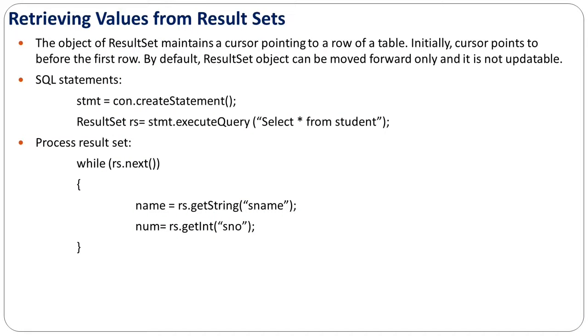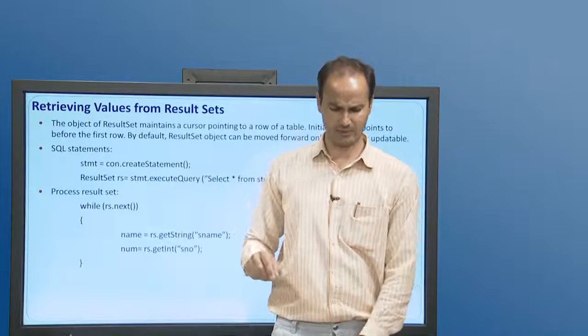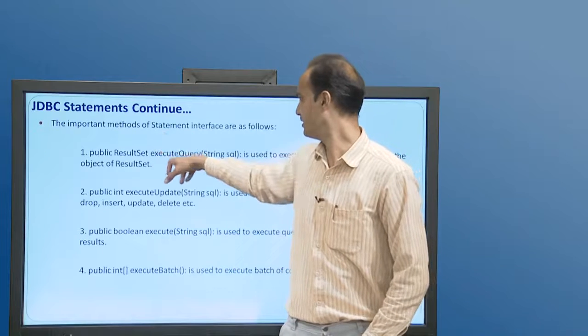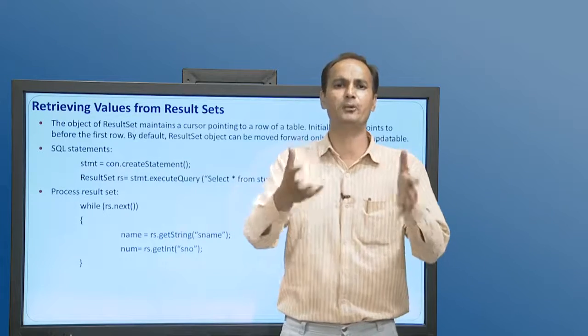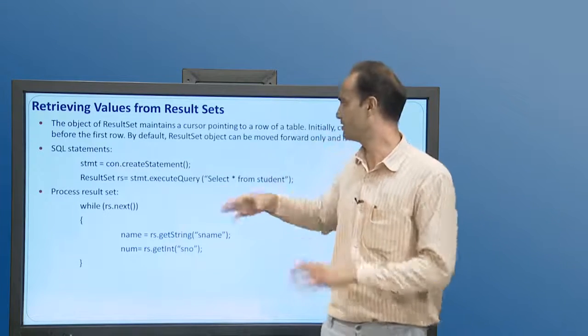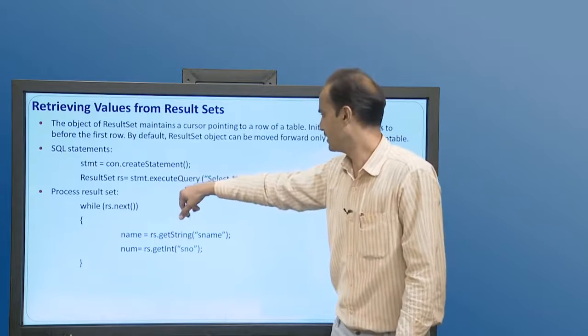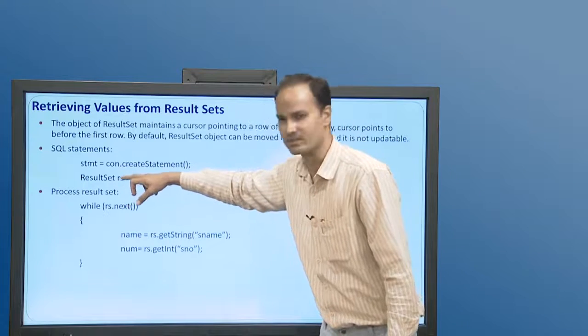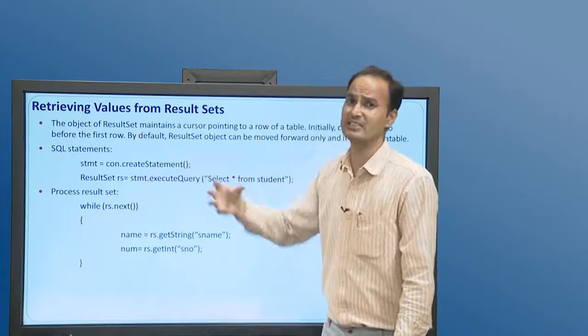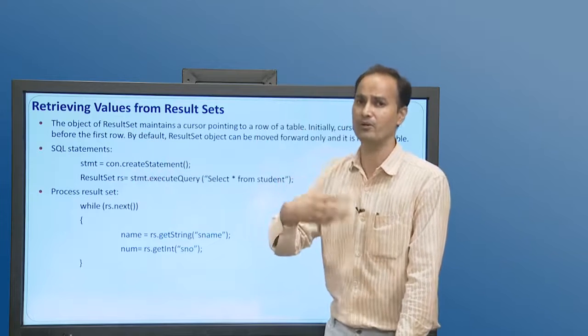Now, once we have used the methods of Statement, we will see what happens next. In the previous slides we have seen that executeQuery returns a ResultSet. Once we have a ResultSet, we want to manipulate it. So, how do we manipulate it? See here, executeQuery "select star from student" will return a ResultSet in rs. That means rs contains a number of records. So, how do we process that?